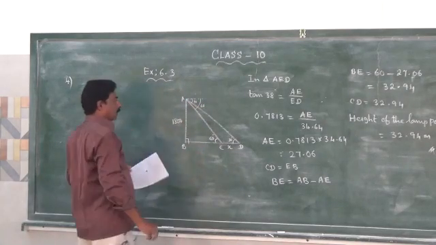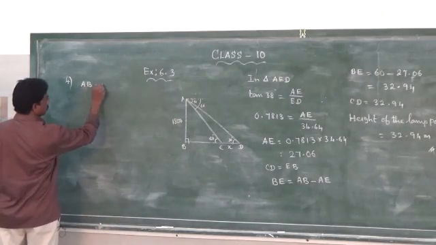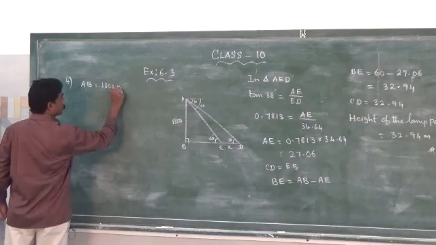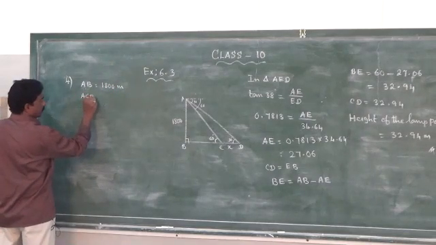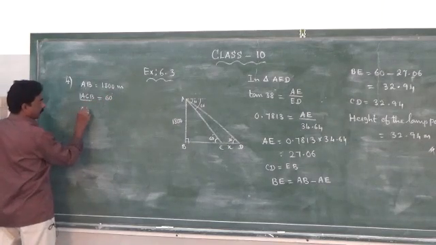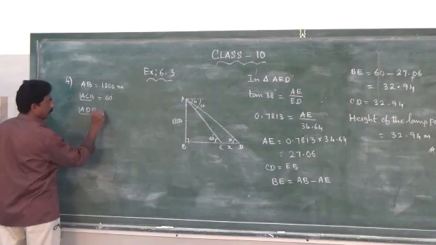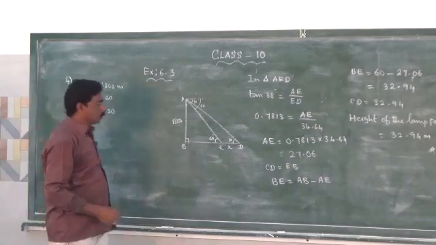Okay. So what is given? AB is 1800 meter. Angle ACB is 60 degree. Angle ADB is 30 degree. And you have to find CD, the distance between the two ships.